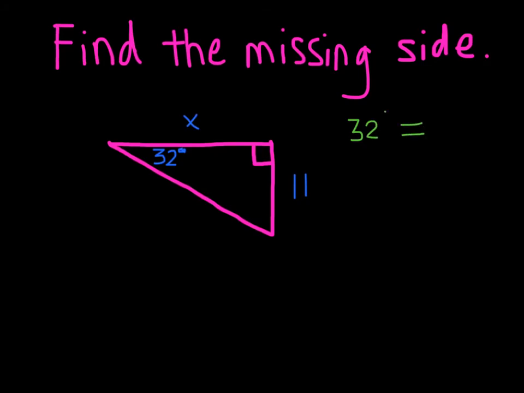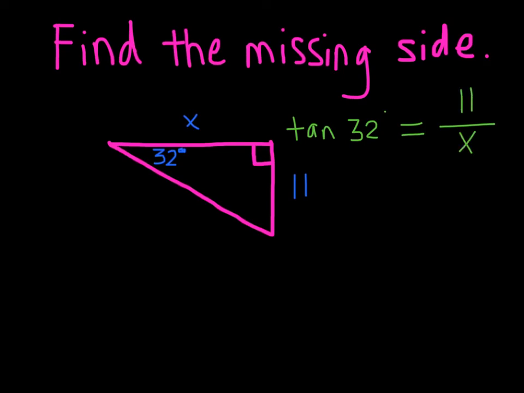Okay, from there we're going to look at the two sides. The two sides are the x and the 11 here. Okay, here's the x and here's the 11. So from the 32, we're using opposite and we're using adjacent again. So again, we're going to use tangent. So the tangent of 32 degrees, and it has to be in the order opposite over adjacent. So it's going to be 11 over x.